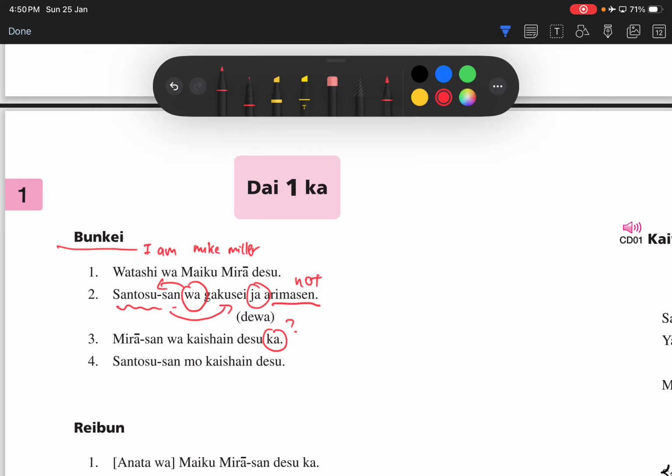Okay, number 4. サントさんも会社員です。So this も is basically our also particle. Like it's a repetition of information. Like this person also like that. Right? So サントさんも会社員です。It has the highest priority in replacing all the other grammar particles.